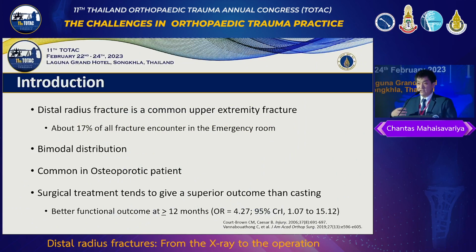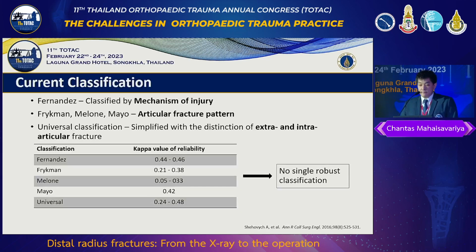So first of all, the distal radius fracture is one of the most common fractures that you encounter in the emergency room, and it has a bimodal distribution, from motor vehicle collisions in the younger patients to common falls in the elderly patients. And this is one of the common osteoporotic fractures. Right now, there is a trend towards surgical treatment that gives a more favorable outcome than casting.